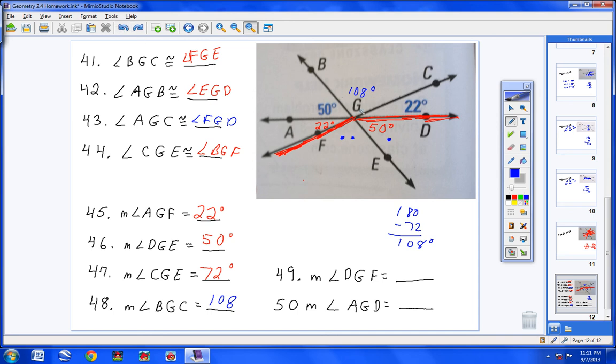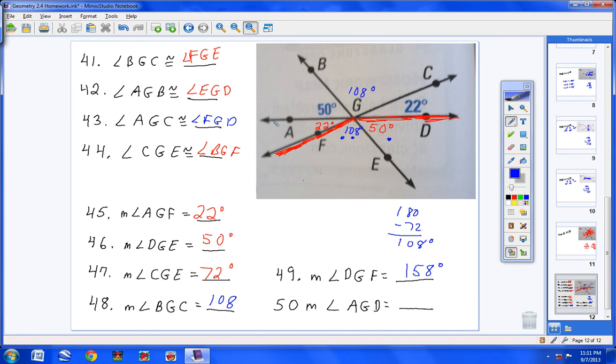Do you see this angle right here? Well, it's vertical with this angle right here. And we know what that means. Vertical angles are congruent. So if this angle up here is 108, then this angle right here is also 108. They're vertical angles. Now we can add those two angles together, 108 plus 50, and we will get 158 degrees.